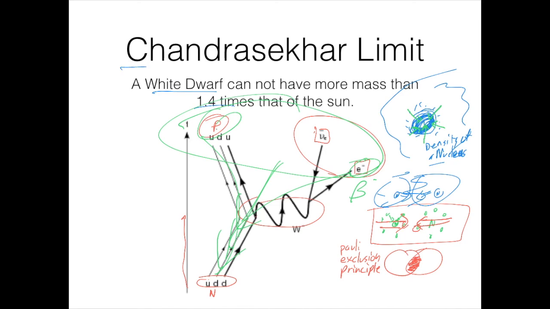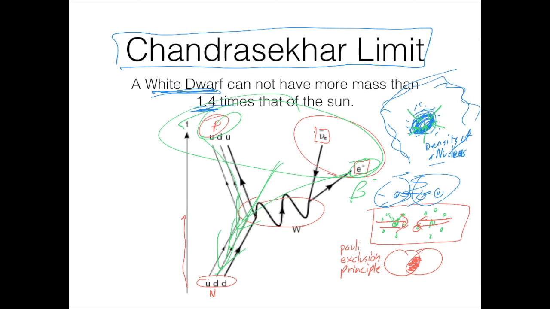That's what happens when the core of my star, the remaining white dwarf, is more than 1.4 times that of the sun. Now remember, this is after we've let off all of that extra stuff out there. This is an important number. You should memorize this. You need to know that, and you need to know the name Chandrasekhar limit.